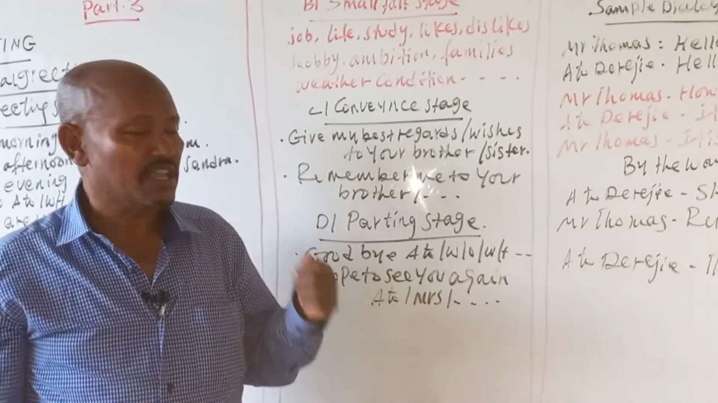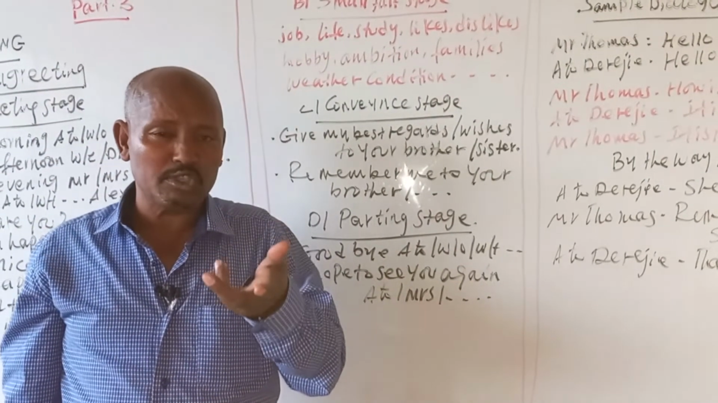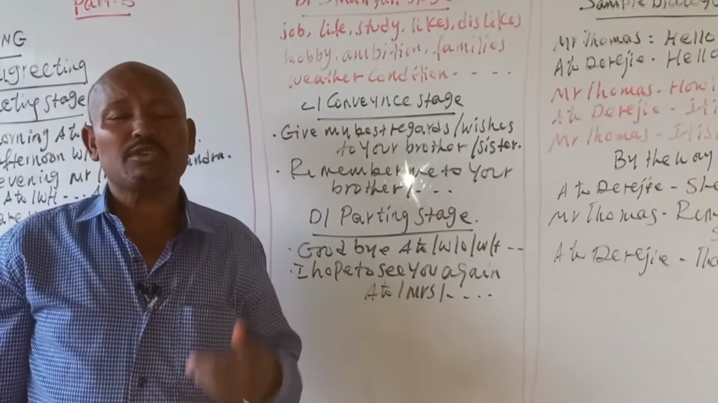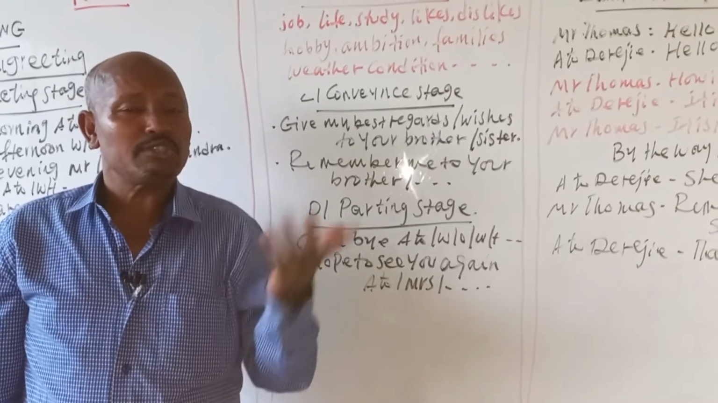So we have some expressions to give regards to a person who is not with us. Give my best regards to your sister, your brother, or give my best wishes to your brother or your sister, or remember me to your brother or your sister. These are the best expressions to give a message to someone.